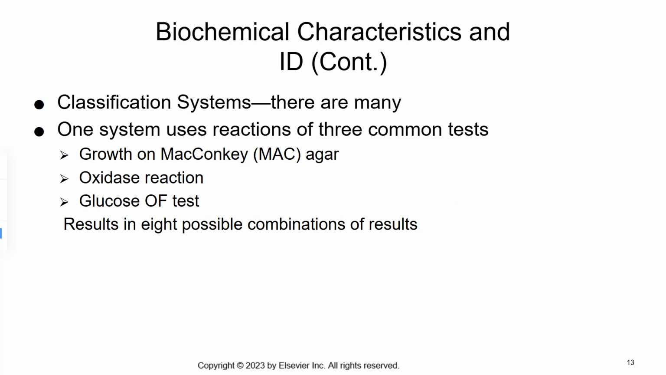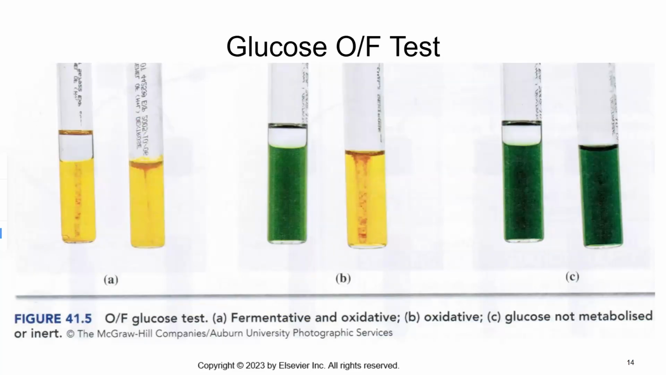Classification systems: there are many. One system uses the reactions of 3 common tests: growth on McConkey agar, oxidase reaction, and glucose OF tests. The glucose OF test looks like this. So typically you would inoculate 2 tubes. One tube you would kind of keep open, and this is known as the oxidative tube. And when it's open, you kind of loosen the cap on the top so that oxygen can get in. The next tube you're going to overlay with mineral oil, and then you seal it.